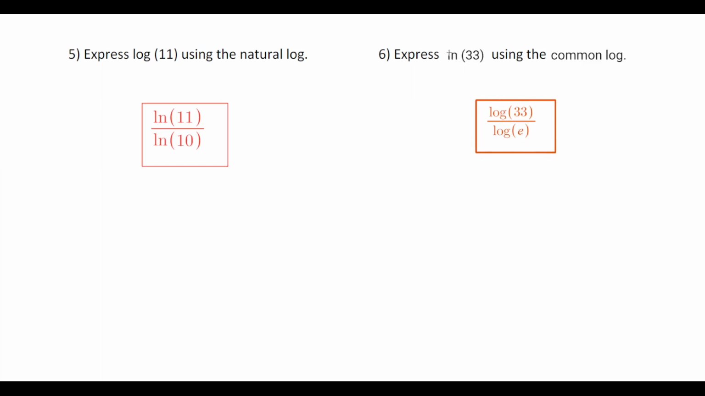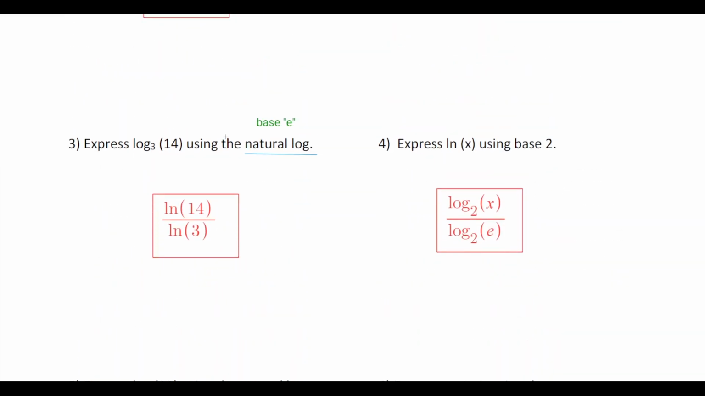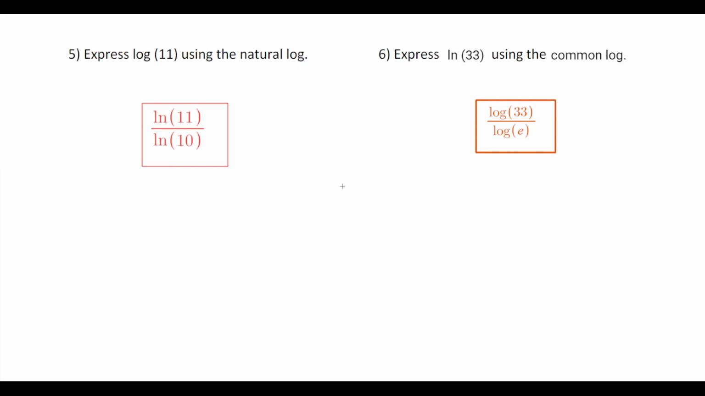Now, most of them will have a natural log, so this one's maybe not the best choice. But if you have log base 3 and your calculator doesn't have a base 3, you want to try to rewrite it using a common or natural log, depending on what your calculator has.